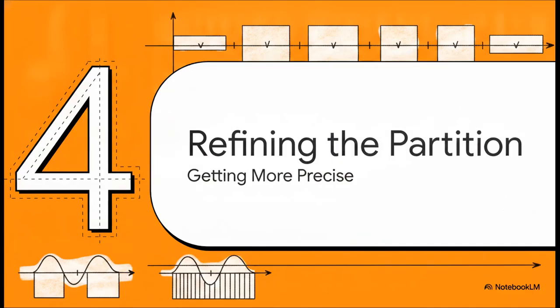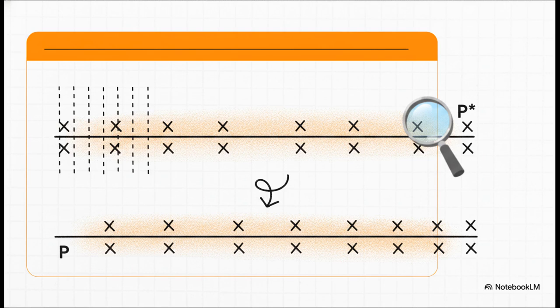And finally, part 4, refining the partition. This brings up a really practical question. What happens if our cuts simply aren't precise enough? Like, what if a gap of 3 units is just way too wide for the level of mathematical detail we actually need? Well, we can create what's called a refinement, denoted as P star.